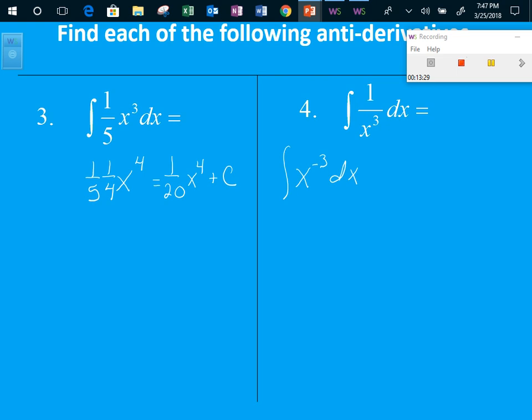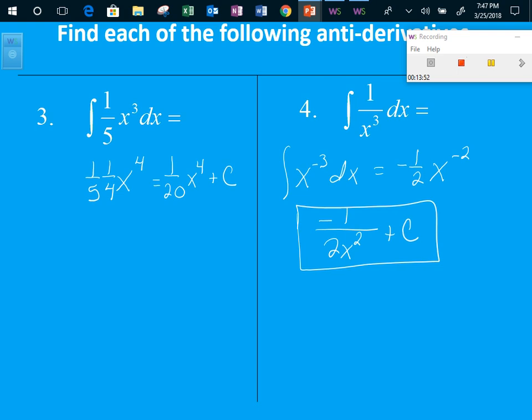Now we're going to apply our rule. Add 1 to the exponent. Now notice -3 became -2 because we're adding 1. Multiply by the reciprocal. So my ending answer, -1/2x squared, we're getting rid of that negative exponent now, plus c. So there's that answer.